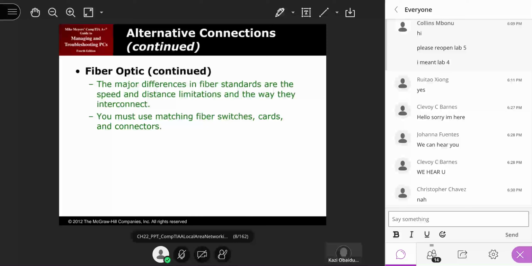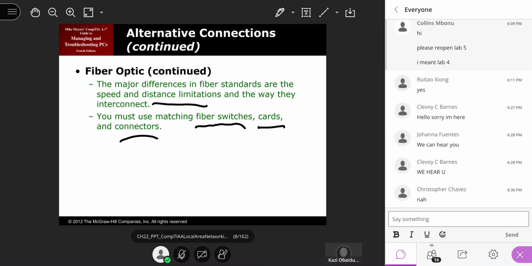The major differences in optical fiber standards are the speed and distance limitation, and the way they interconnect. You must use matching fiber switches. What do you have to do? Matching is important. I told you in the previous classes also. Cards, connectors, these must be matching.